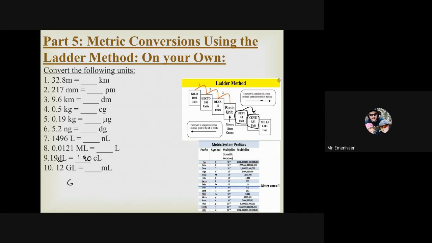12 gigaliters. Giga is 10 to the 9. Milli is 10 to the minus 3. So how do we get from 9 all the way down to minus 3? We have to go from 9 down to 0, and then 3 more to get to negative 3. So that is a jump of 12. And we're going from a large unit to a small unit, so we need to multiply. So we're going to move our decimal place 12 times to the right. Okay.